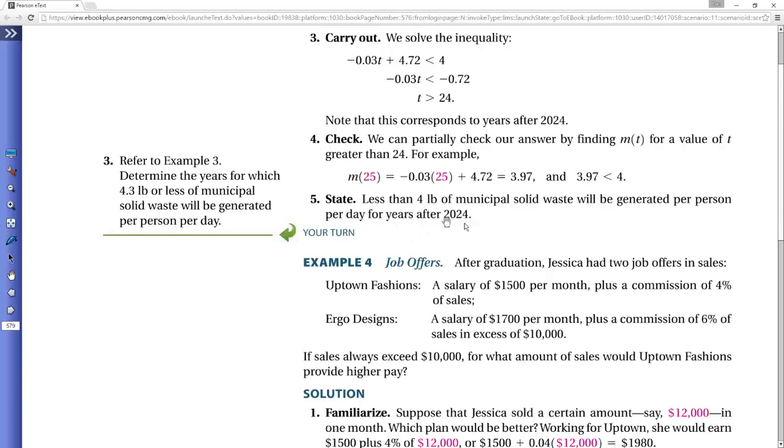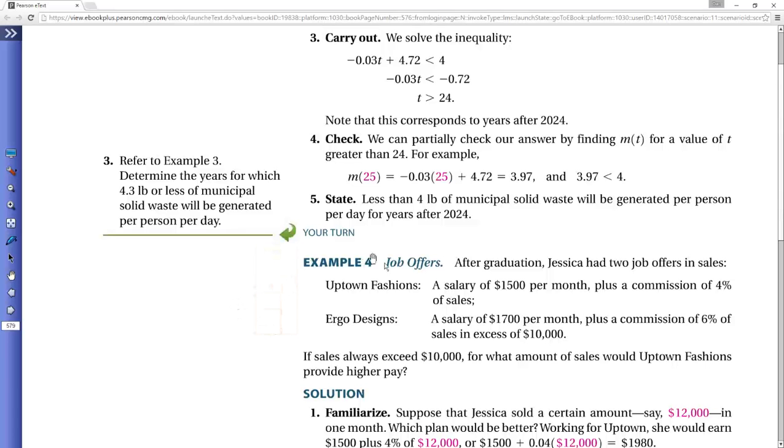So you state the answer really. Less than 4 pounds of municipal solid waste will be generated per person per day for the years after 2024. Okay, or years greater than 24 past the year 2000. You could say it a couple different ways.